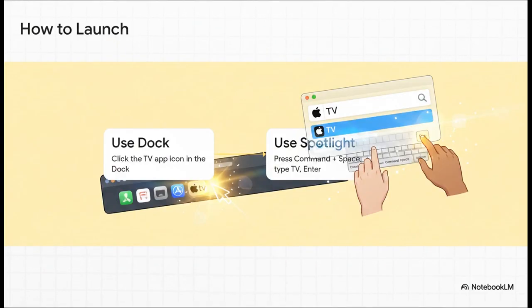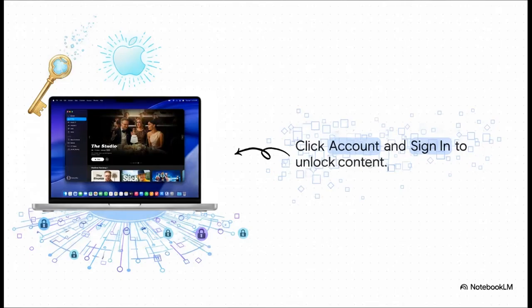Okay, so let's actually crack this thing open. You've got two really quick, frictionless ways to launch it. If you're a mouse or trackpad user, just glance down at your dock and click the TV app icon. It looks like a little black Apple logo with the word TV right next to it. Or if you're a keyboard shortcut fan, just hit Command and space, type the letters TV, and hit Enter. Boom, you're right in.